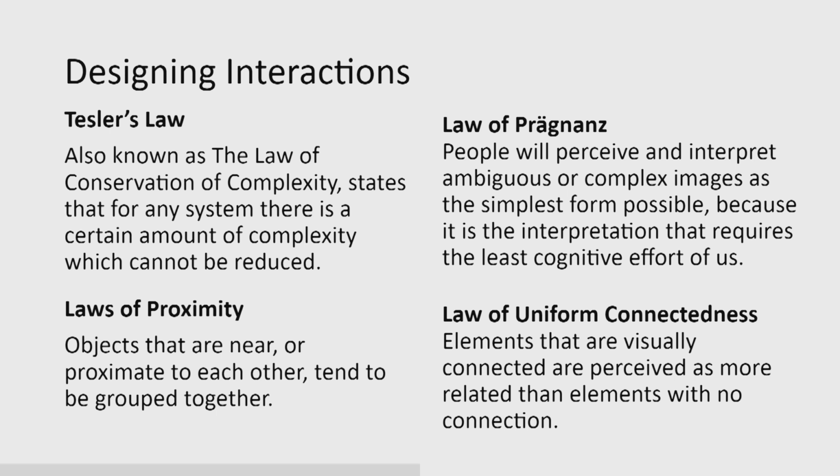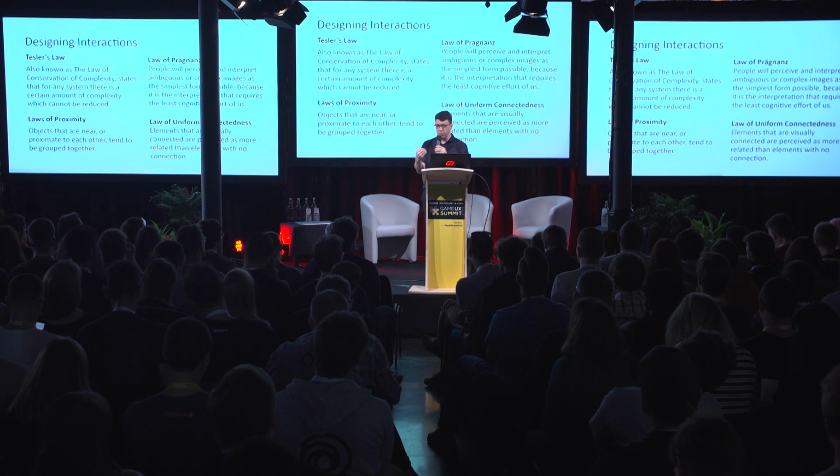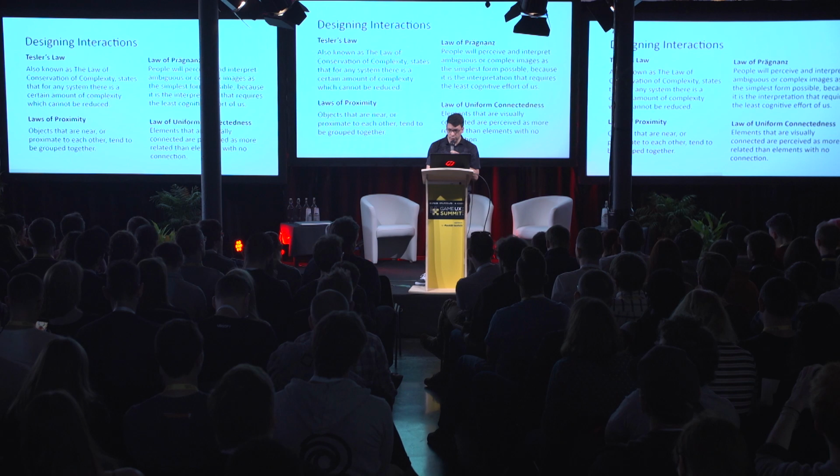So the mic is a cube for us. We see balls and squares and triangles everywhere. And the uniform connectedness, so if two elements are visually connected, they are perceived as one element, unlike the others that are not connected.